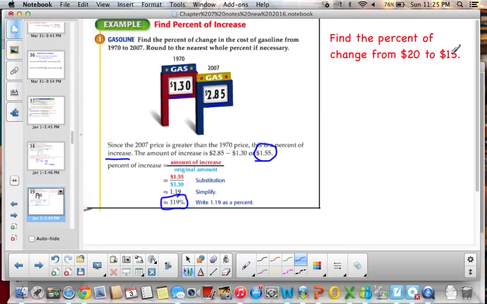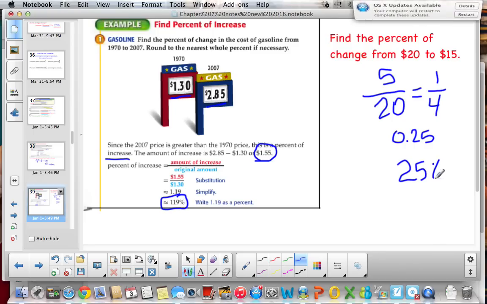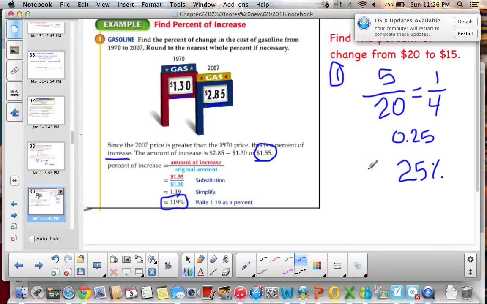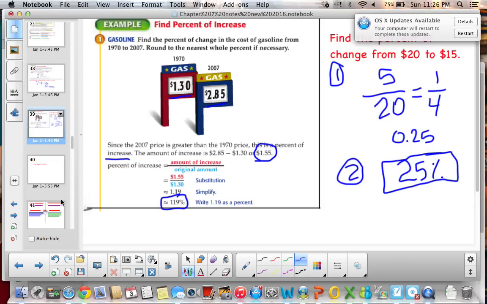Find the percent of change from $20 to $15. So this is a percent of decrease. So 20 minus 15 is 5. Our original amount is 20. So very important that we have the original amount on the bottom. And then 5/20 can actually be simplified to 1/4, which we know the decimal for 1/4 is 0.25, and then we change that to 25%. So step 1, we write out our equation, and then step 2, remember, we change it to a percent. Always percent, 25%, and then because we went down, it's 25% decrease.